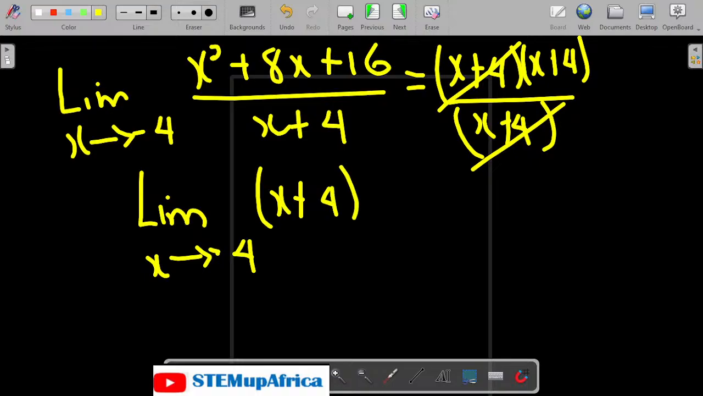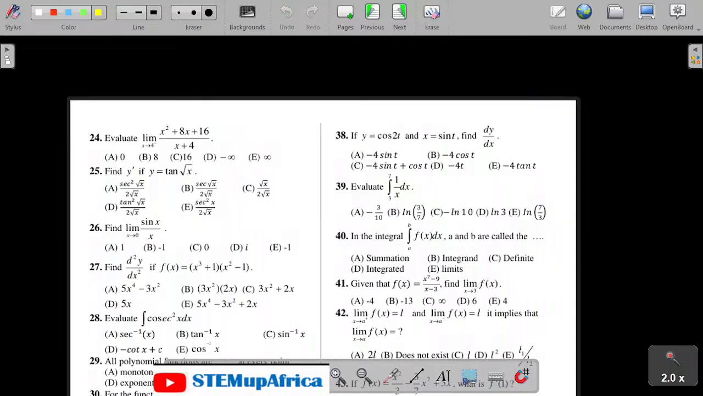So here I see x, I put minus 4. I'm having minus 4 plus 4. The result is 0. That is option A. Our answer is 0.